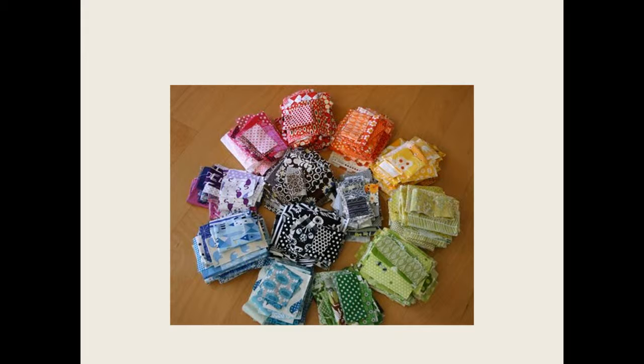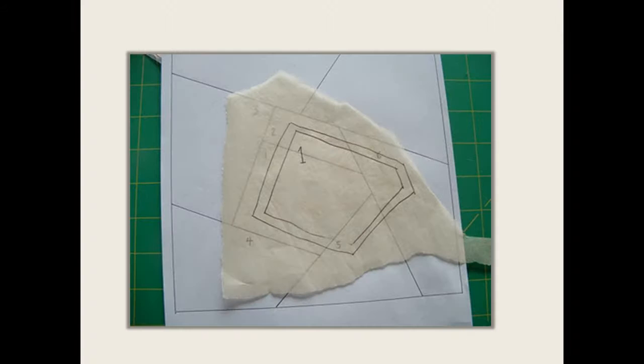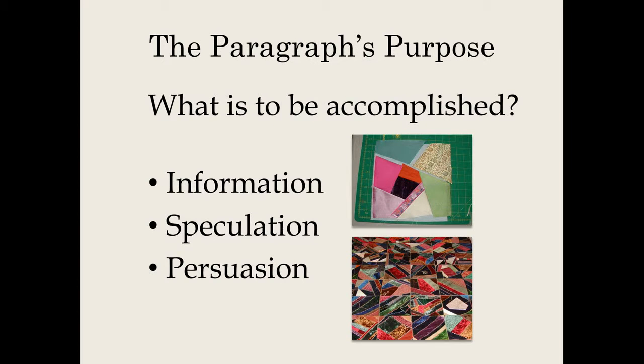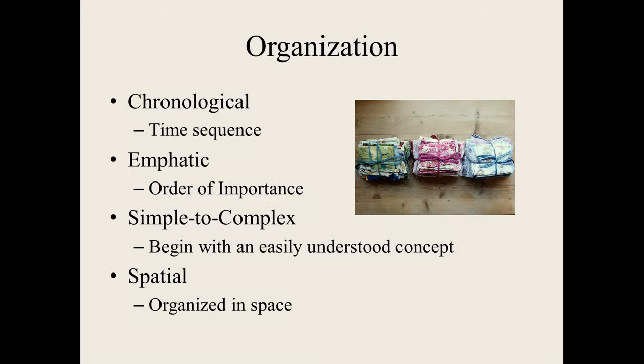The quilter organizes by color, determining which ones fit in a group. Chooses a basic pattern. This happens to be a crazy quilt pattern. And then chooses pieces of cloth that fit into the pattern. Like quilters, writers must determine the purpose that they have. For the writer, the purpose is to inform, to speculate, or to persuade. The writer, at least tentatively, decides how best to accomplish that purpose by choosing an organizational strategy.